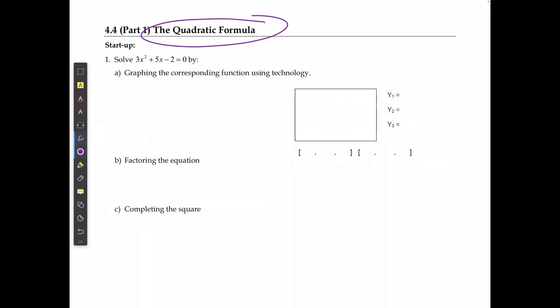So the first one is not algebraic, but we can solve it by graphing this equation into our calculator. We're going to replace the 0 with y and say that we have 3x squared plus 5x minus 2. I can use my standard window settings, negative 10, positive 10, 1, negative 10, positive 10, and 1. I'm going to draw a little sketch of what I see, and it's going to look something like this.